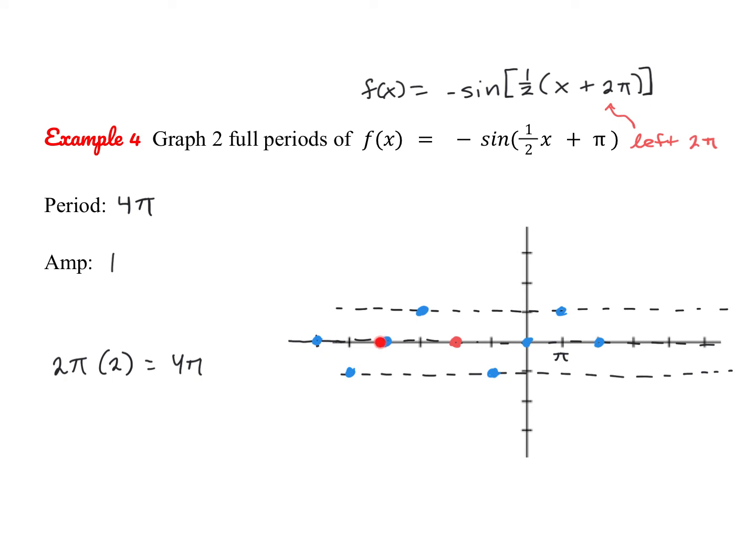Again, my x-axis is scaled by pi. So here we have 2 full periods of our graph. And there you go. I will also add in the domain is all real numbers, and our range in this case is -1 to +1.